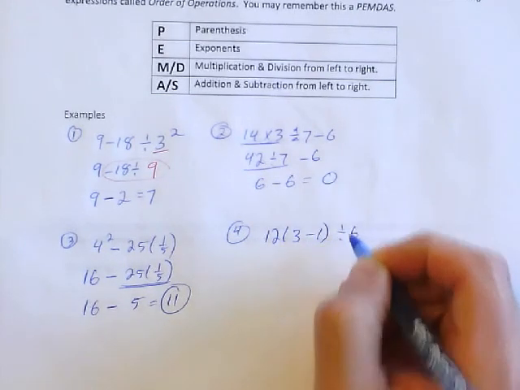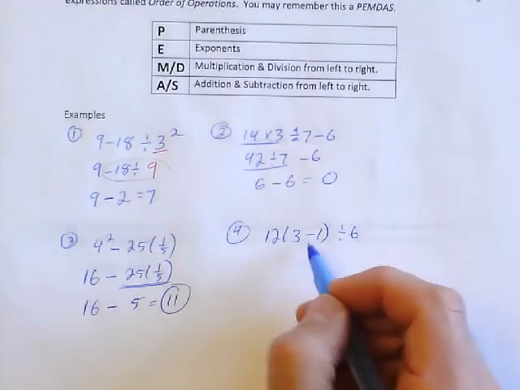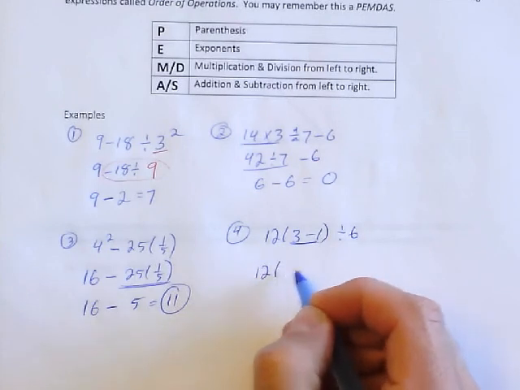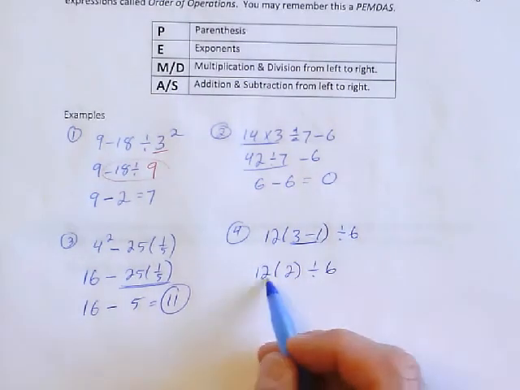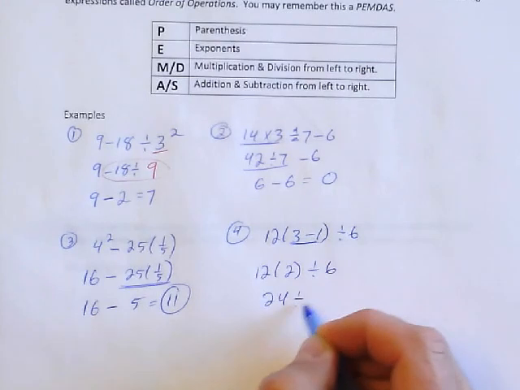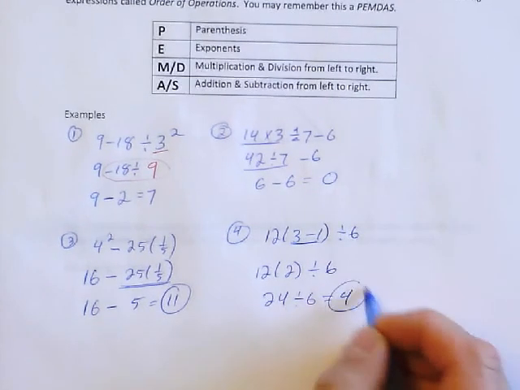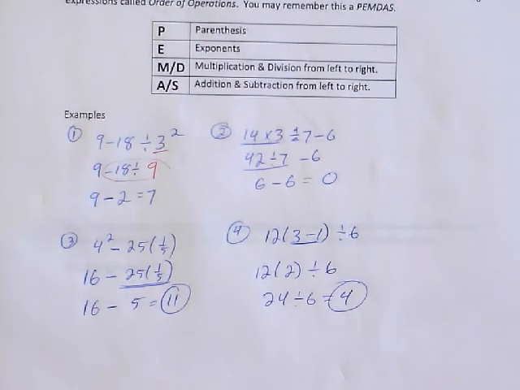Then our fourth one that I have here is 12 times 3 minus 1 divided by 6. So we'll do the parentheses first. 12 times 2 divided by 6. 12 times 2 is 24, divided by 6 gives us 4 for an answer.